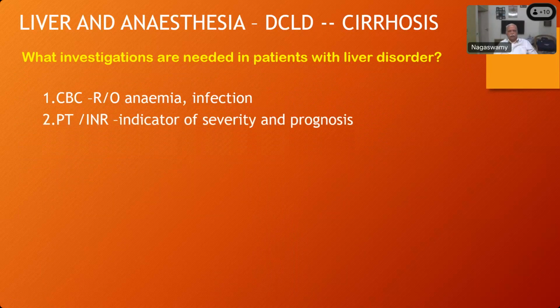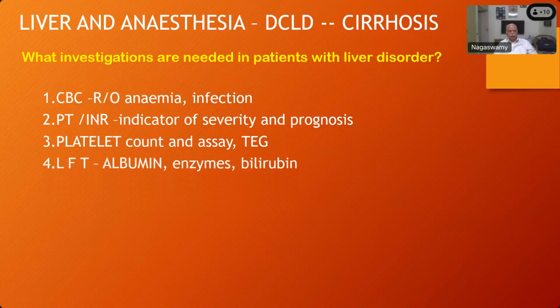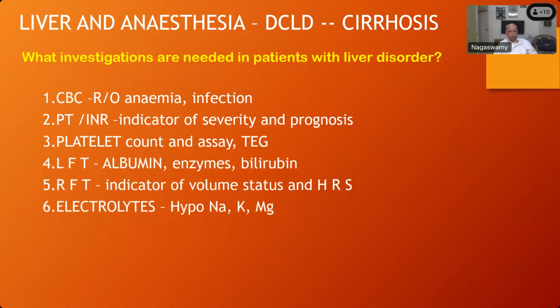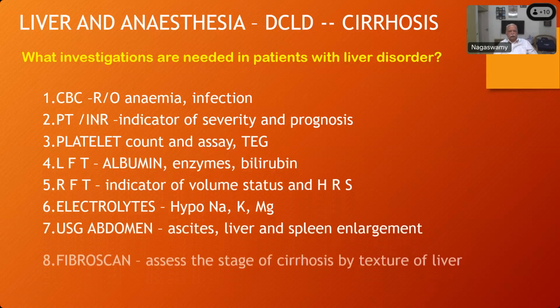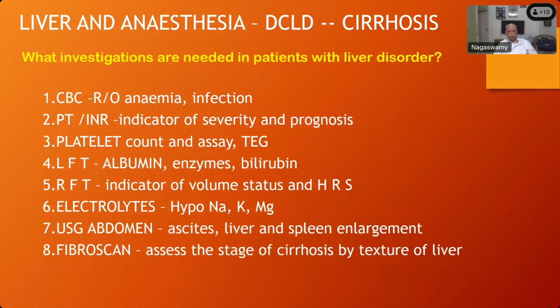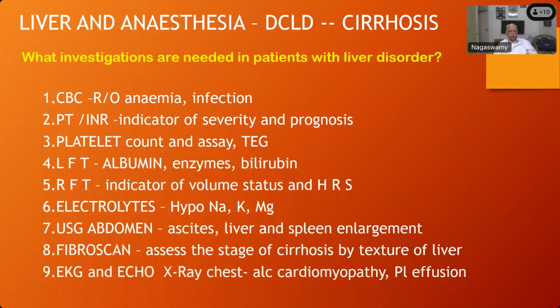PT-INR, indicator of severity and prognosis. Platelet count and assay and thromboelastography. LFT, albumin, enzymes, and bilirubin. RFT, indicator of volume status and presence of hepatorenal syndrome. Electrolytes, there can be hyponatremia or hypokalemia, hypomagnesemia. Ultrasound abdomen to find out the ascites, liver, and spleen enlargement. Fibroscan to assess the stage of cirrhosis by texture of liver. EKG and X-ray chest to rule out alcoholic cardiomyopathy, pleural effusion.